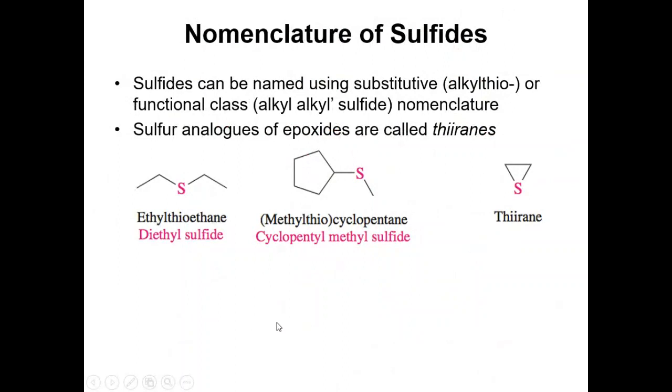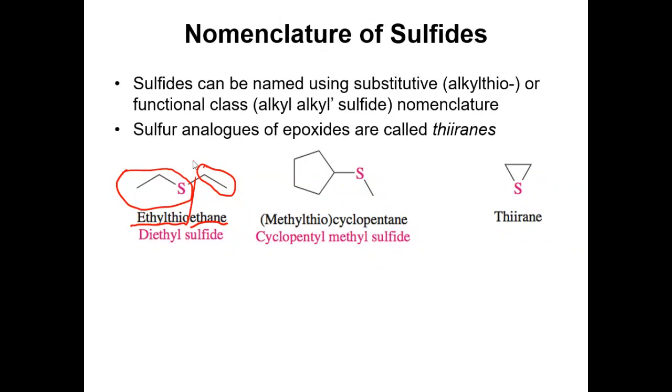And the sulfide can be named by functional class nomenclature, alkyl sulfide. Instead of ether, they call it sulfide. Or by substitutive nomenclature, instead of alkoxy, we call it alkylthio. Like this one: because the two alkyl groups are the same length, we can randomly choose one as the parent. So this is ethane, the parent name. Then this part is named ethylthio.